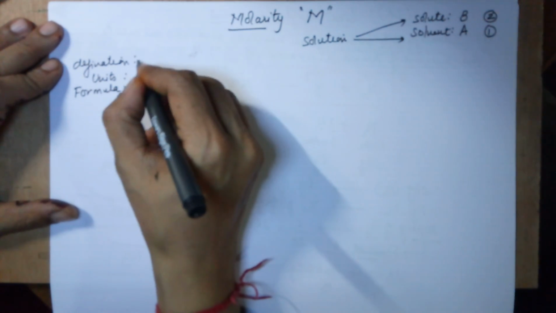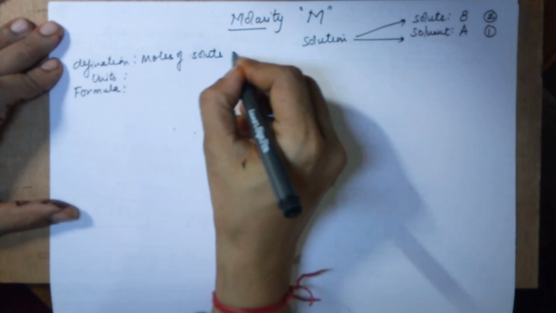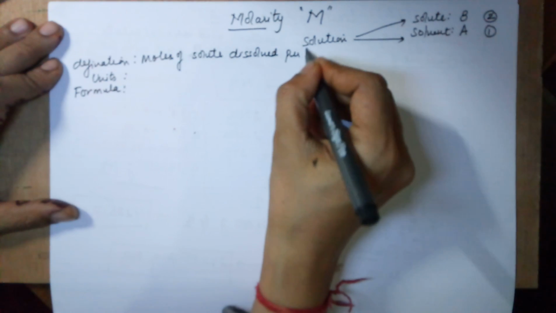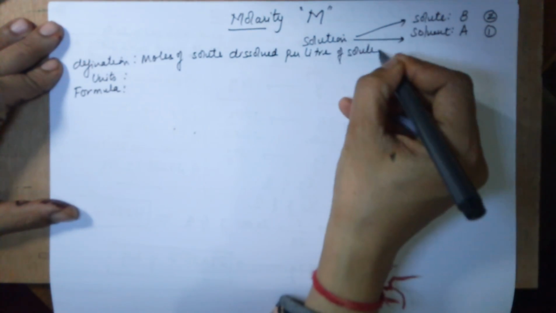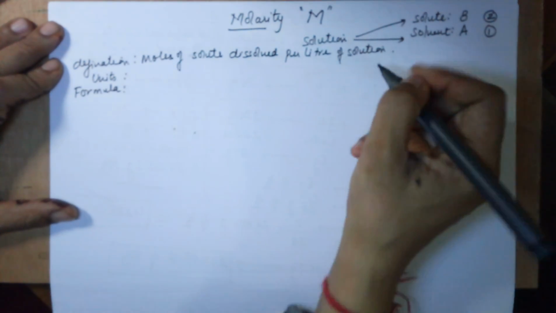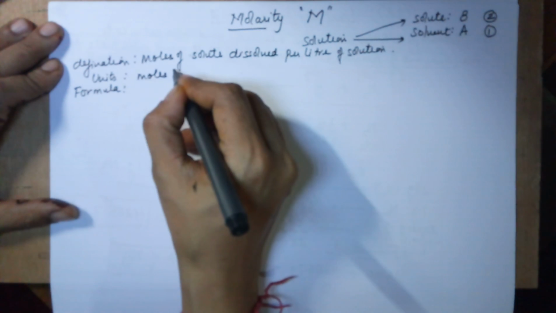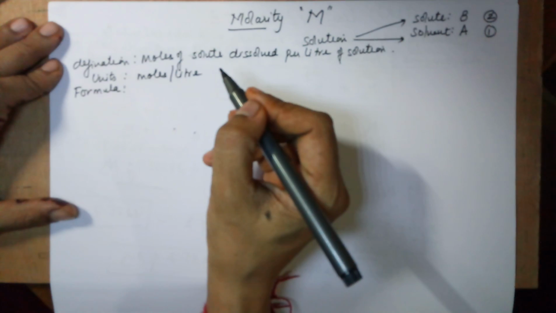Molarity is defined as the moles of solute dissolved per liter of solution. The units are therefore, since it's moles of solute, moles upon liter is your unit.